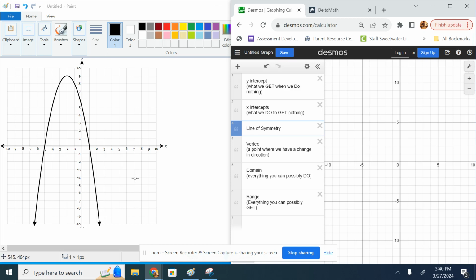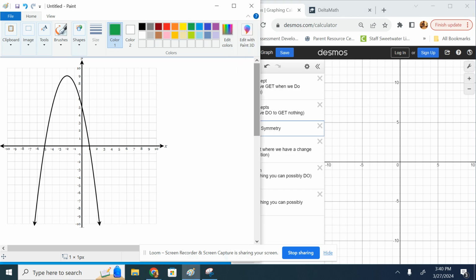All right, so we're looking at quadratic features today. Those features include the y-intercept, the x-intercepts, the line of symmetry, the vertex, the domain, and the range. Okay, so we're looking at these given a graph, and first thing we'll notice is we're looking for the y-intercept. Let's color code some of these.